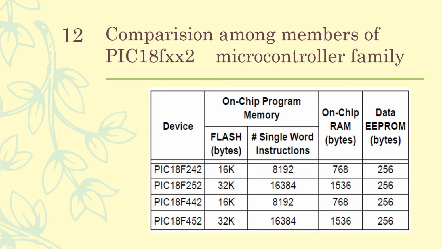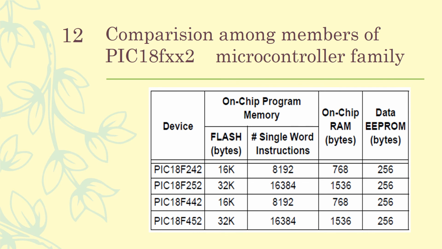In general, if we compare, since our main interest is in 18F series, so that much only I have listed out here. So on-chip program memory, flash and single word instruction, and on-chip RAM in terms of bytes and data EEPROM bytes. So in case of PIC 18F242, flash is 16K, single word instruction 8192, on-chip RAM bytes 768 and data EEPROM 256 bytes. PIC 18F252, 442 or 452, in all these data EEPROM is same 256 bytes.